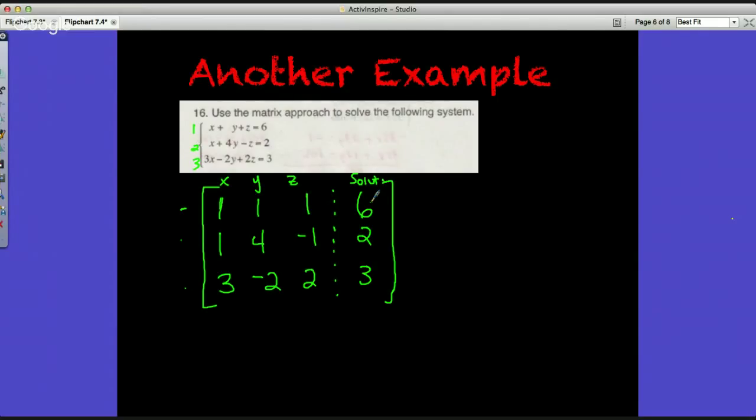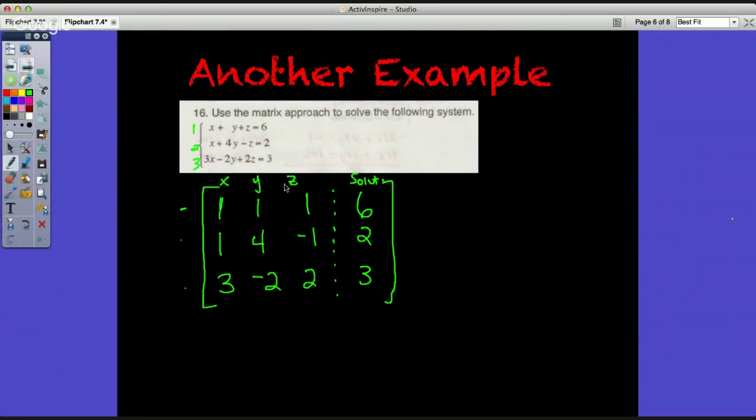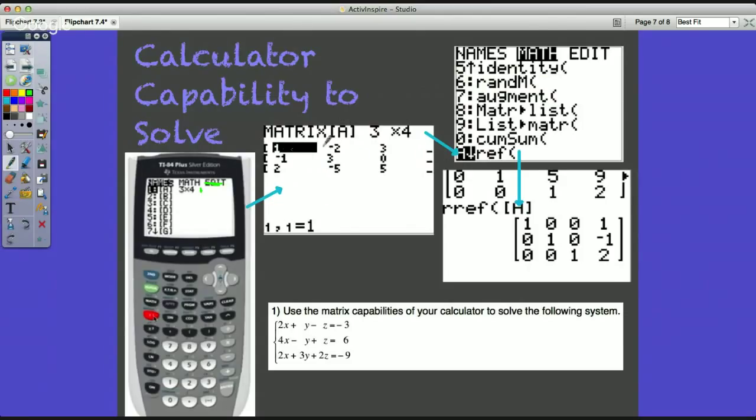So we say it's a 3 by 4, 3 by 4. All right, so I'll go back here. In your matrix, it should be a 3 by 4, just like this, where you put the x values here, y's here, z's here, and solutions, just like you see right there.